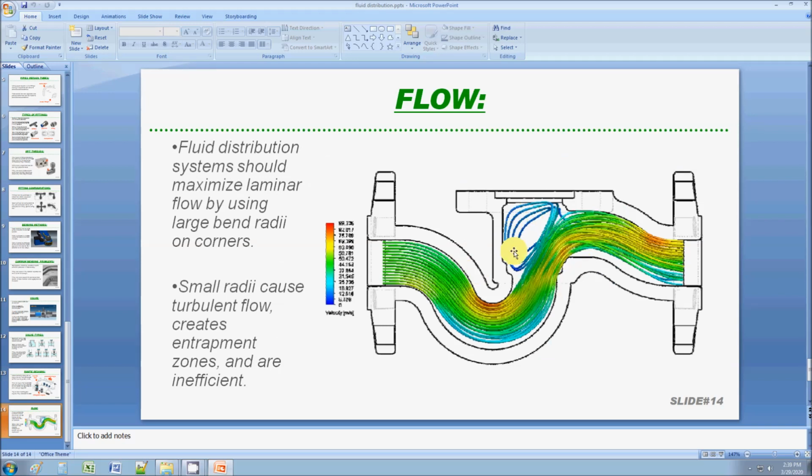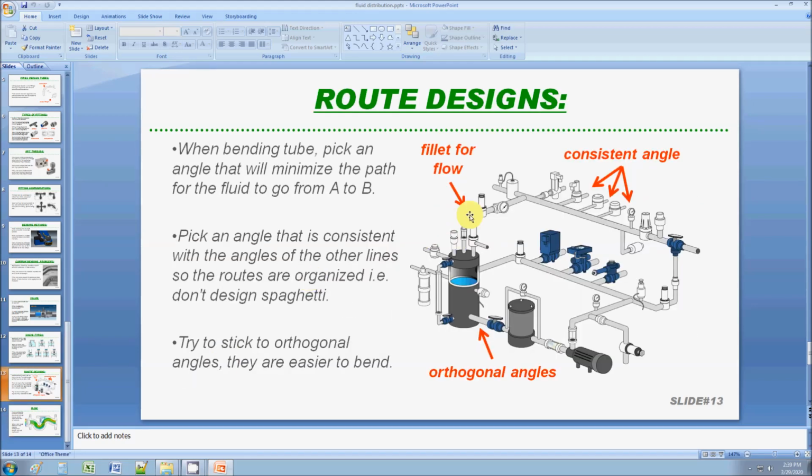So again, I talk about that. We actually study the effects of turbulence and how it can cause eddy currents and how it can cause disruptions in our flow. We will study that in my FEA lecture, but for now understand that you should try to have a good amount of radii on those corners.